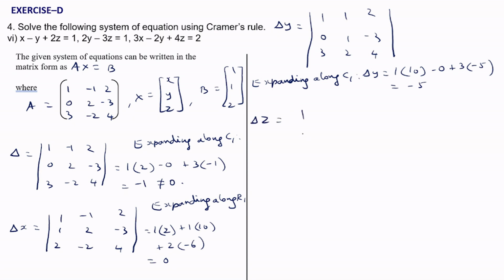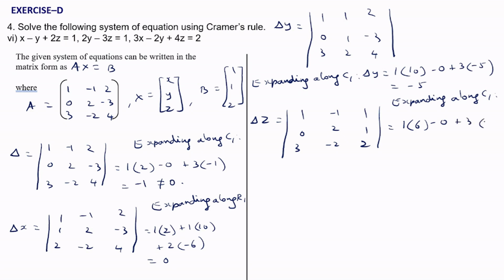Delta z is the determinant 1, 0, 3, minus 1, 2, minus 2, 1, 1, 2. Again, let us expand along C1. So it is 1 into 4 plus 2, which is 6, minus 0, plus 3 into minus 1 minus 2, which is minus 3. So this is 6 minus 9, which is minus 3.